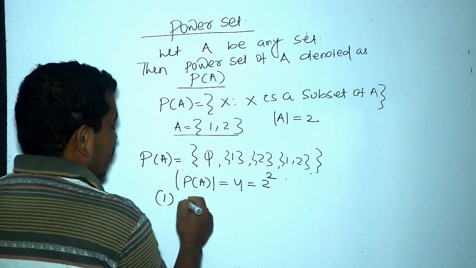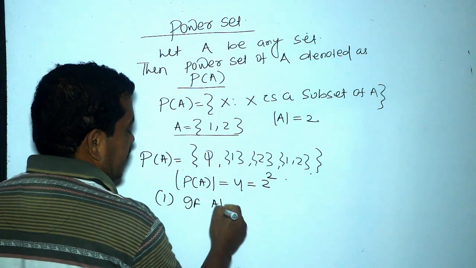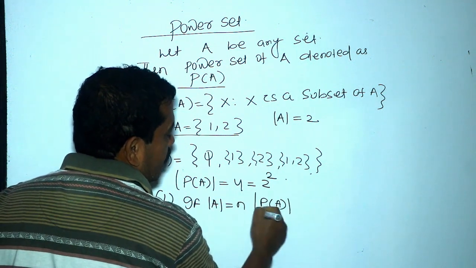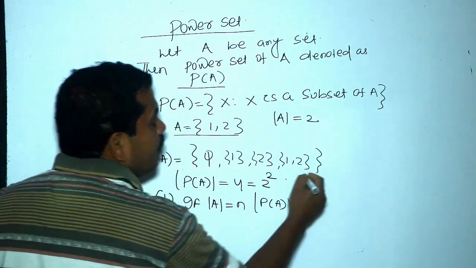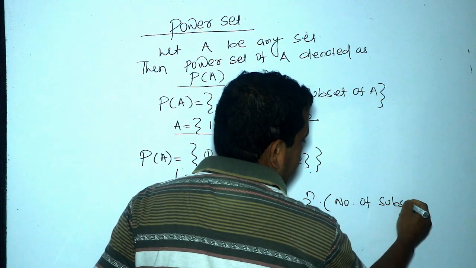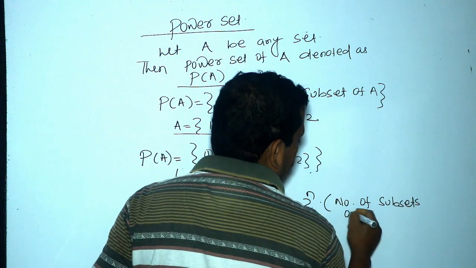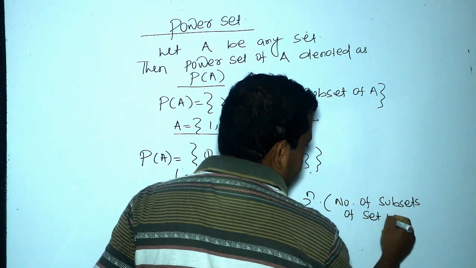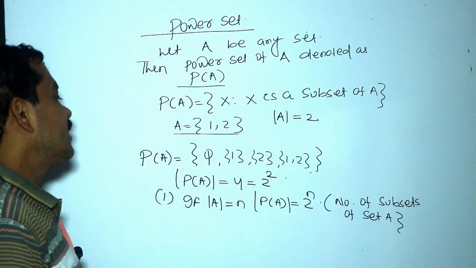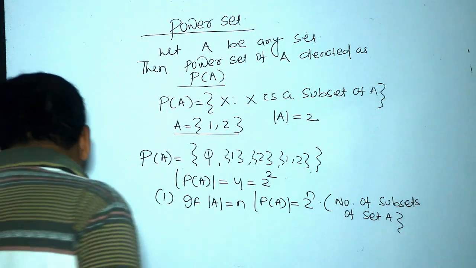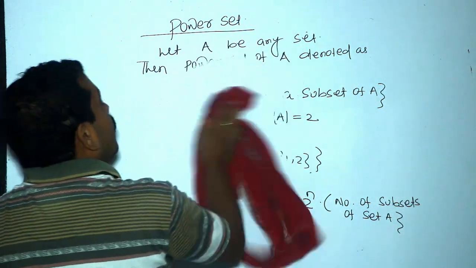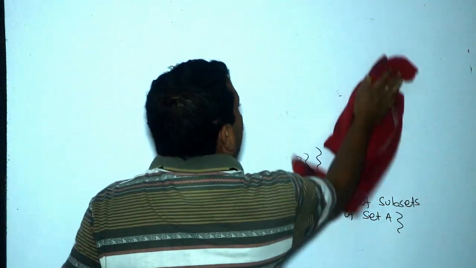In general, if the cardinality of A is n, then the cardinality of the power set of A is 2 to the power n. That is the number of subsets of set A, which is known as the power set of a set A.